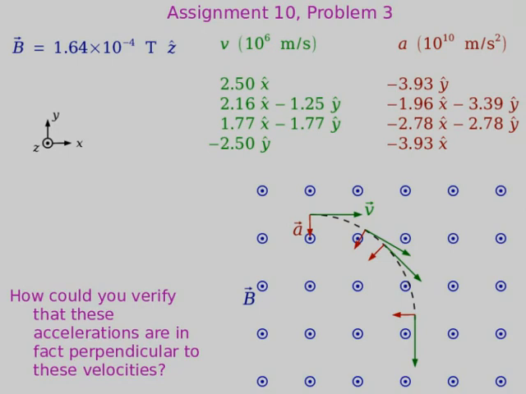So in general, for a given direction of velocity in a given magnetic field, faster speed is going to be more acceleration for a particle. But the speed by itself isn't enough. You have to know how the direction compares to the magnetic field and do the full cross product.